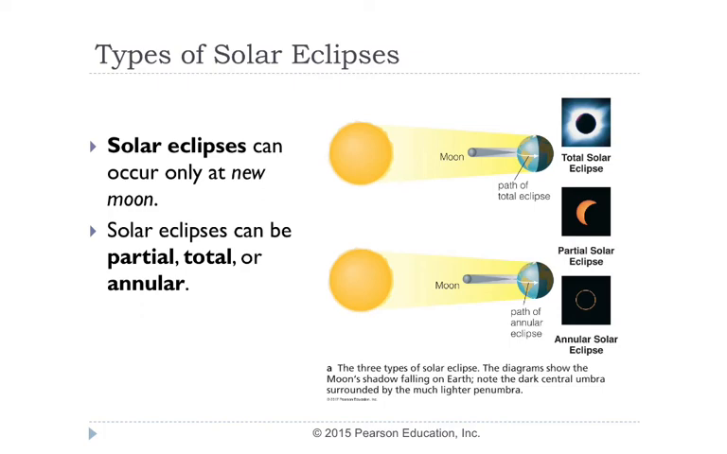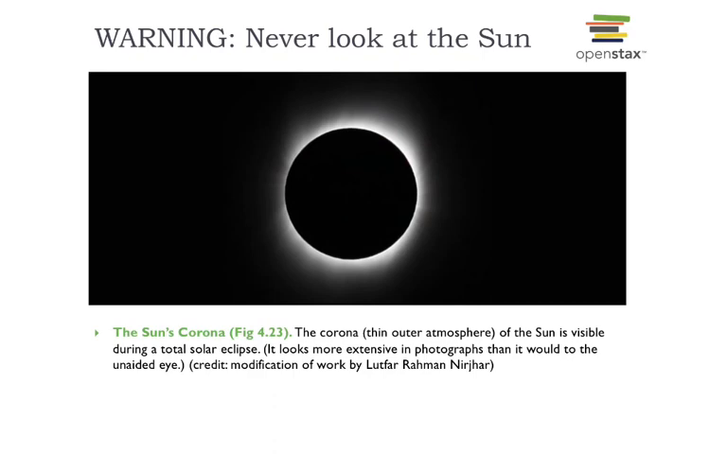Warning, do not ever look at the sun during a solar eclipse, even though that light is blocked off. Your eyes do not have pain receptors, and you can go blind. Galileo went blind looking at the sun. So please make sure you never ever look at the sun without special corrective lenses to block out those rays. And there's our warning, right? So never ever look at the sun.